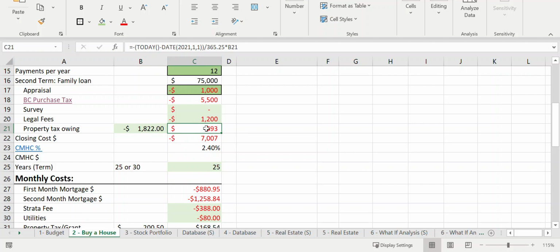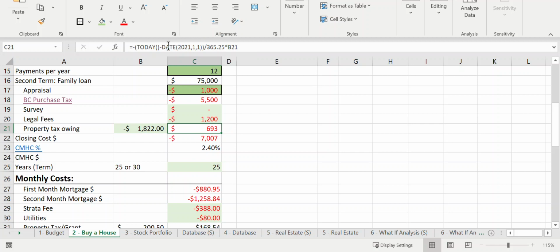Now, just looking at this number, I'm going to have to double check my math, because I think my math might be a little bit off here. Because May isn't even 50% of the year, this number should be at least 50%. So this should be around $900. So I think my math is off a little bit.